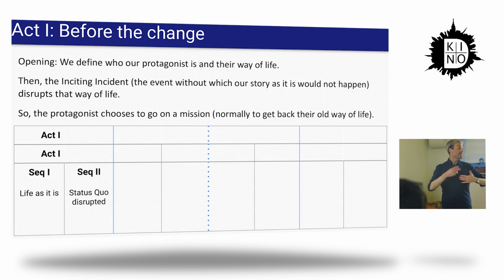But the inciting incident is the thing that causes that change to occur, right? They've got a way of life, and this causes them to change that way of life. So the protagonist chooses to go on a mission, normally to get back their old way of life initially. And that's our 1st act. So we've got life as it is and our status quo disrupted. Those are the 2 things that are going to happen in our 1st act.